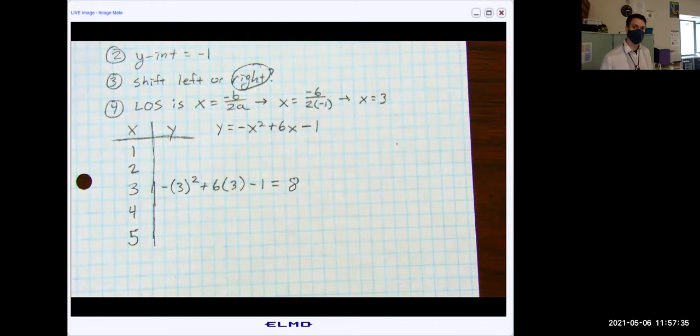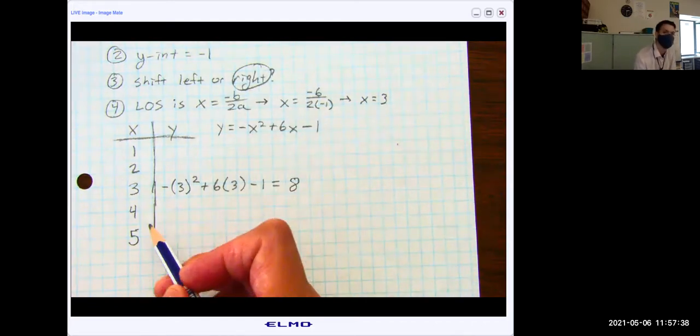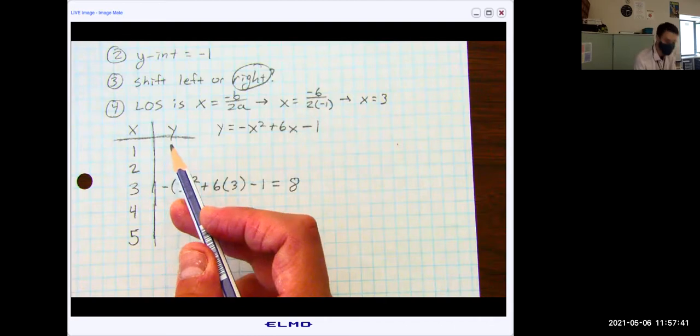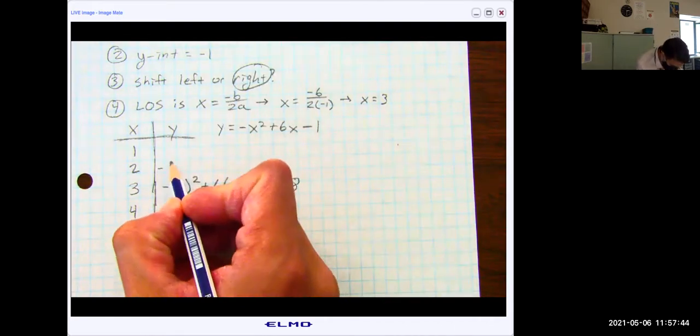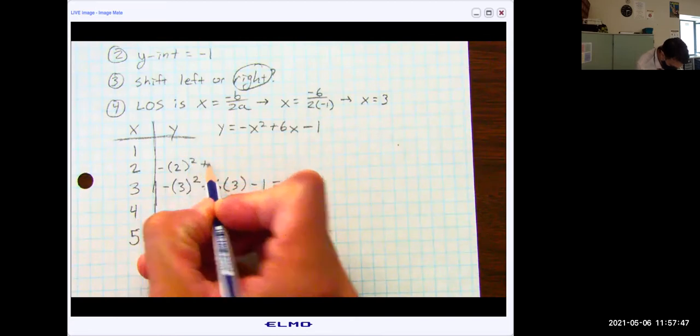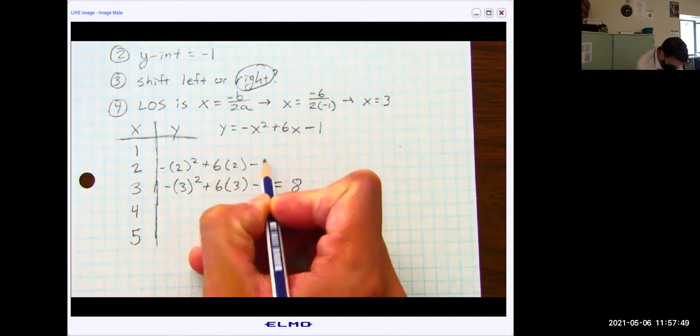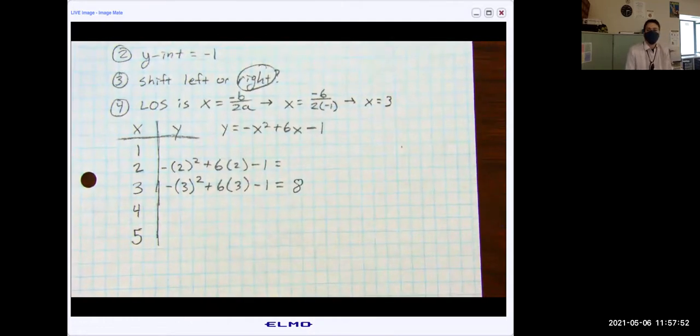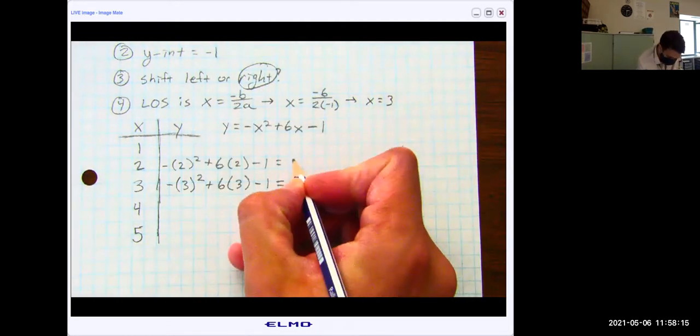And now we have to do it with the 2 or the 4. I like to go up and use the smaller numbers first. So let me replace all the x's with 2's. And it's going to look like that. The 2 now goes in the parentheses everywhere. And if you want, you can use a calculator or you can do mental math. It's really up to you. 2 squared is 4, but then the negative is going to make it negative. So I have negative 4 plus 12. That would be 8. 8 minus 1 is 7. So when x is 2, y is 7.